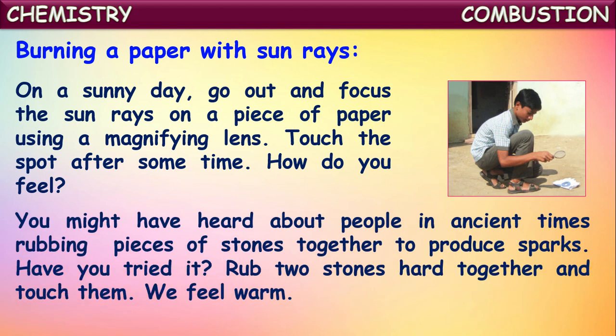We might have heard about people in ancient times rubbing pieces of stones together to produce sparks, and hence they produce flames. By using those, they would cook all their food needs, isn't it? So what did they do there? They rubbed the pieces of stones against one another and produced some sparks. By using those sparks, they started burning the fuels.